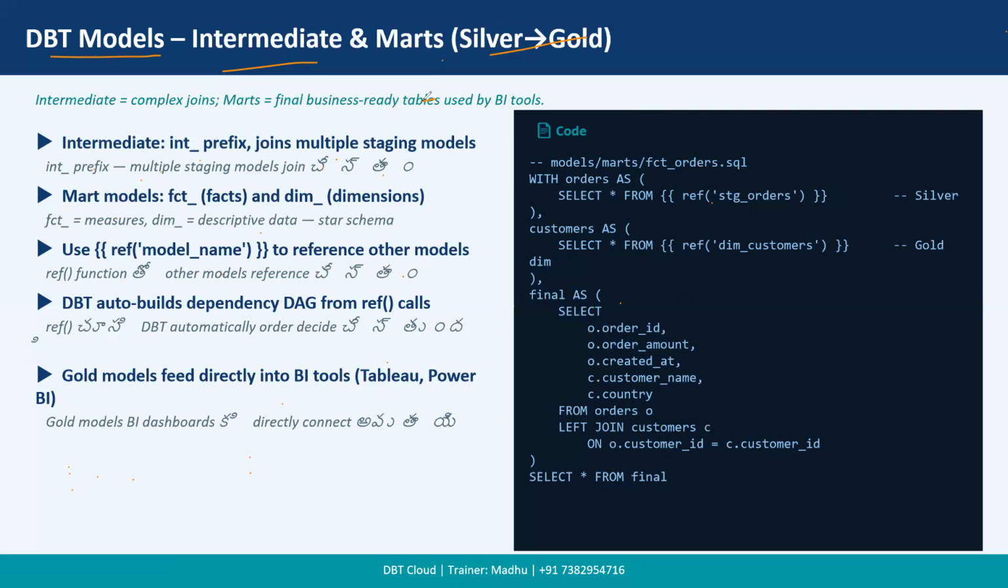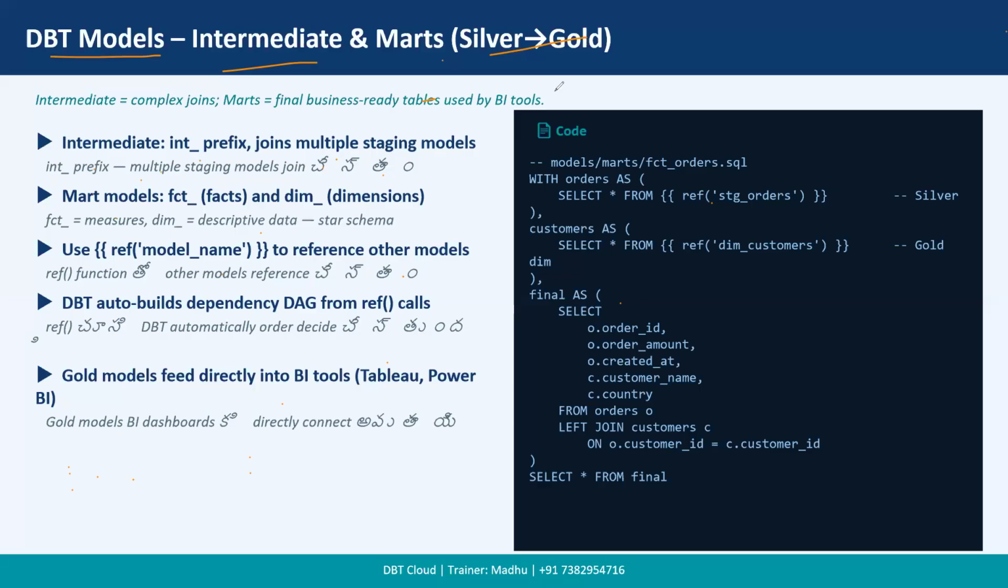Then mart models are the gold layer. So fact underscore for facts and dim underscore for dimensions. We're going to use the ref function. It is dbt's superpower. When you write a ref of stage orders, it automatically resolves the right schema of your environment: a dev schema in development and a prod schema in production.